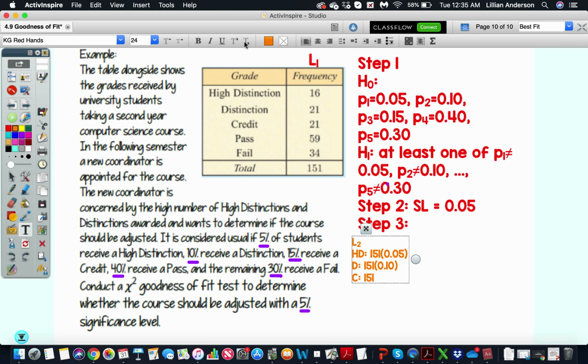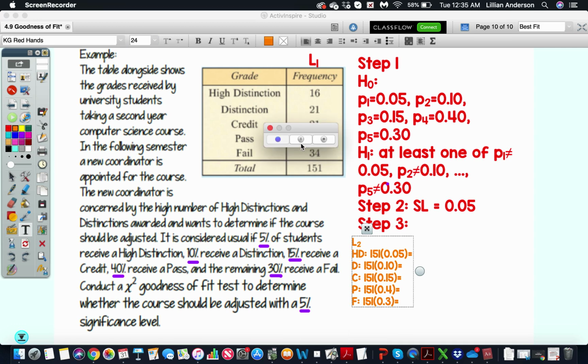For credit, we're going to do 151 times 0.15. For pass, we're going to multiply 151 by 0.4. And then for fail, we're going to multiply 151 by 0.3. So go ahead and do that and get all my values for my L2. I don't have to add them up. I just need the values because, again, that's what's going to go into my L2.